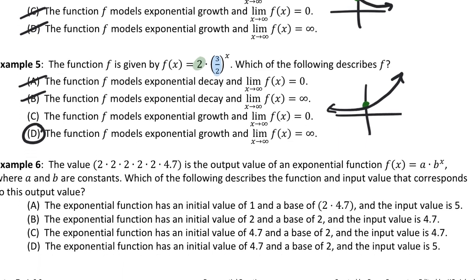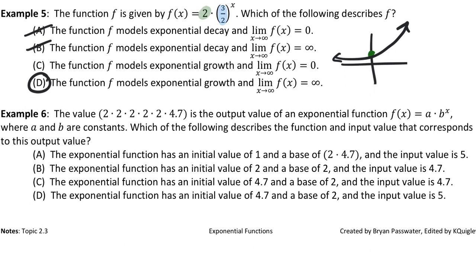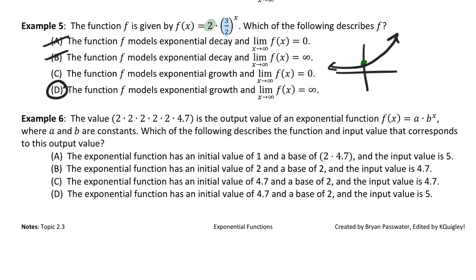Sweet. Did anybody read example 6 while you were waiting for me? I read it. It says the value of 2 times 2 times 2 times 2 times 2 times 4.7 is the output value of an exponential function a times b to the x, where a and b are constants. Which of the following describes the function and an input value that corresponds to this output value?